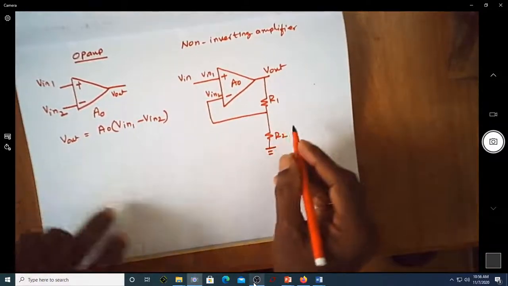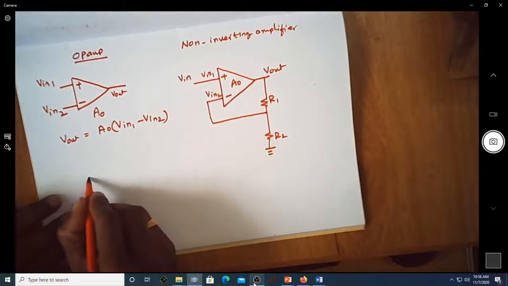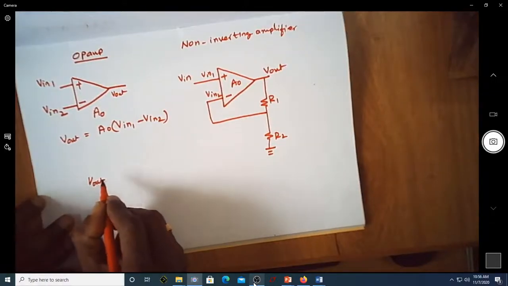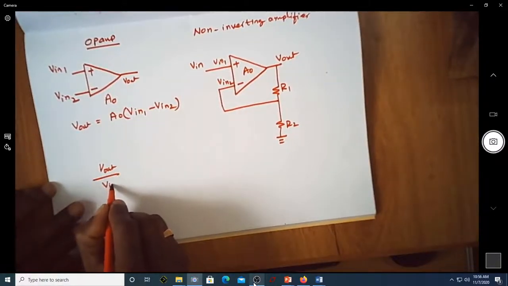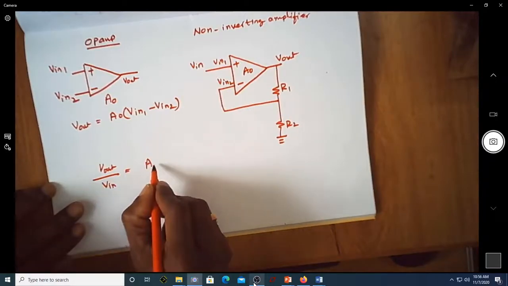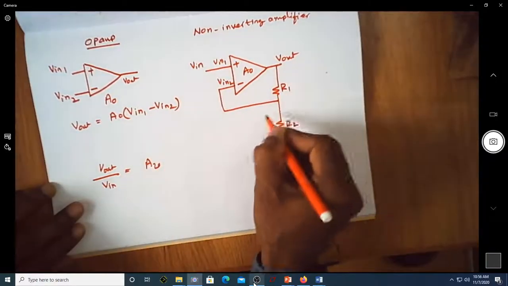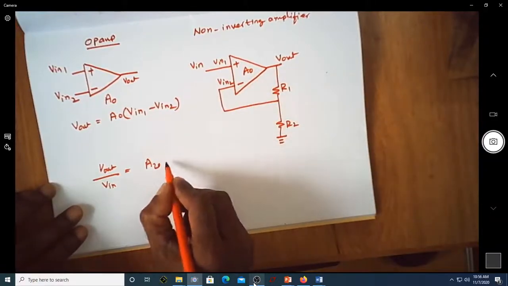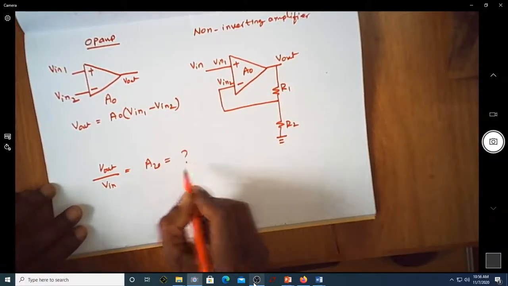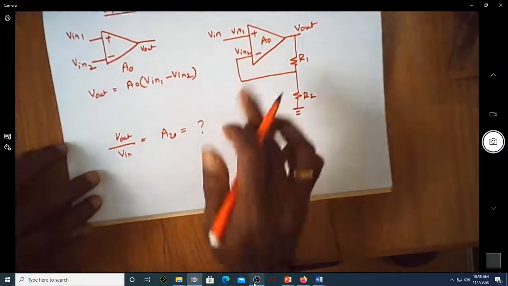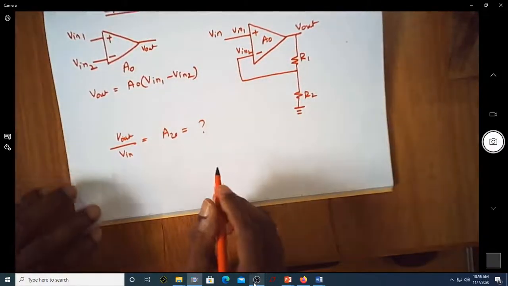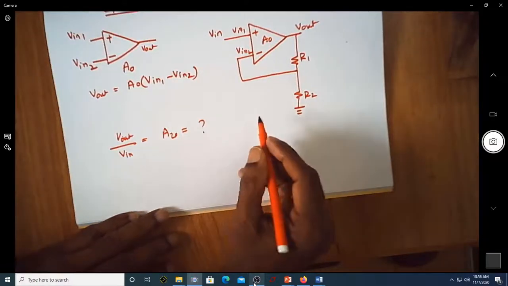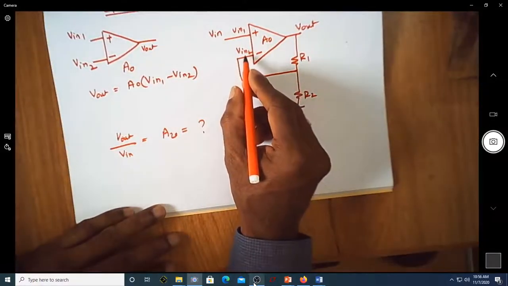So what is required to find now is what is V out by V in. This I call the gain of the amplifier with closed loop. You can see R1, R2 are going to provide the feedback from output to input. So we are supposed to find the expression for V out by V in for this op-amp having an open loop gain of A0.